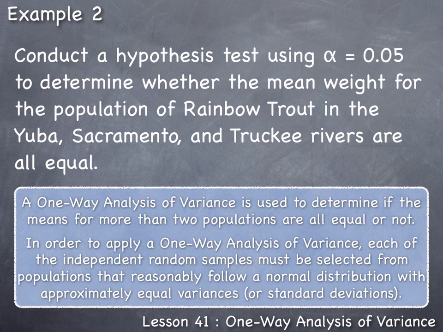A one-way analysis of variance is used to determine if the means for more than 2 populations are all equal or not. In order to apply a one-way analysis of variance, each of the independent random samples must be selected from populations that reasonably follow a normal distribution with approximately equal variances, or standard deviations. Thus, we'll be conducting our one-way analysis of variance under these assumptions.